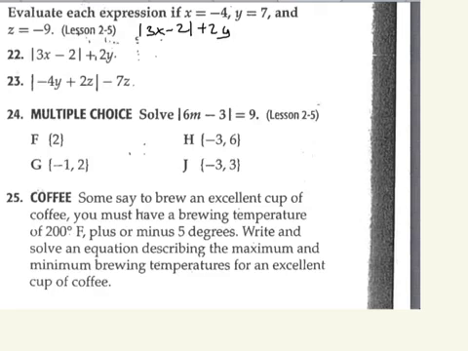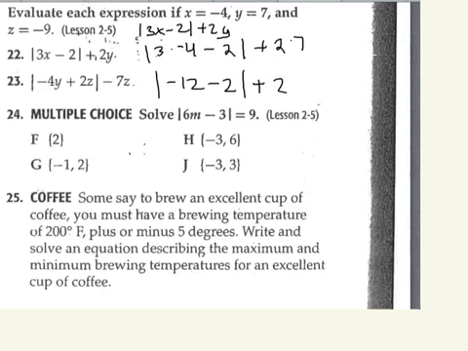I'm going to replace each of the variables. So I get 3 times negative 4 minus 2, all of that in absolute value, plus 2 times 7. When I do this problem, I've got to do what's in the absolute value symbol first. Negative 12 minus 2, still in the absolute value symbol. 2 times 7, I should have just written 14 there. And then when I continue on, I get the absolute value of negative 14 plus 14. Now I take the absolute value of negative 14 and I write that as 14 plus 14. And my answer is not 0, but 28.